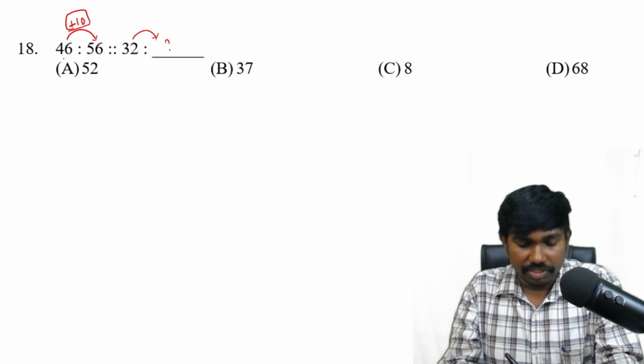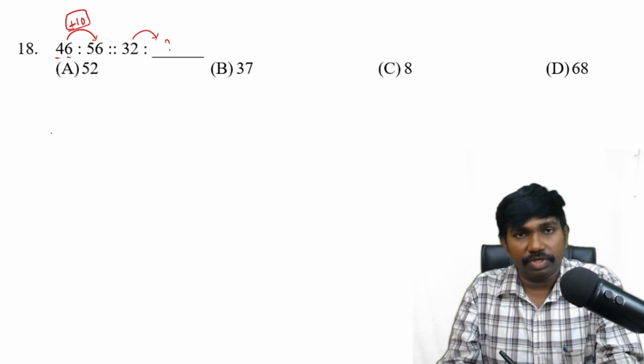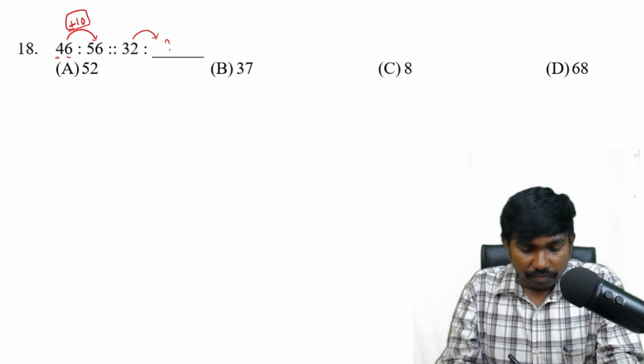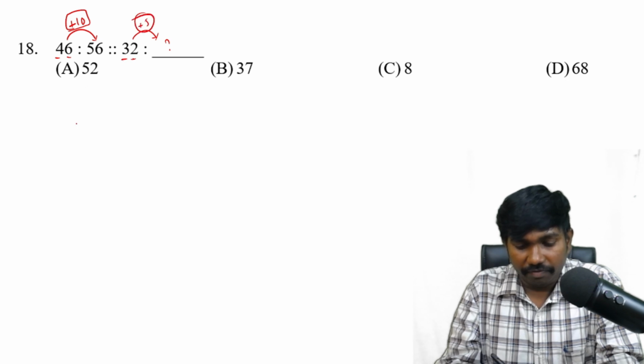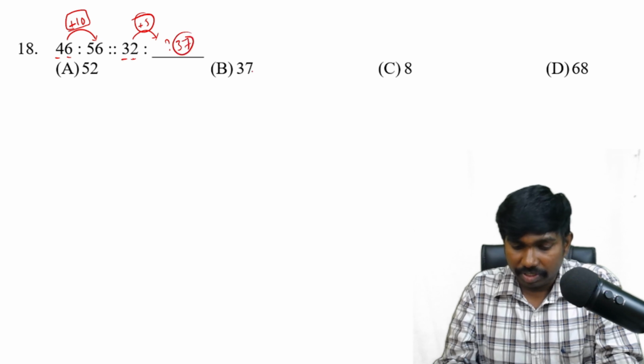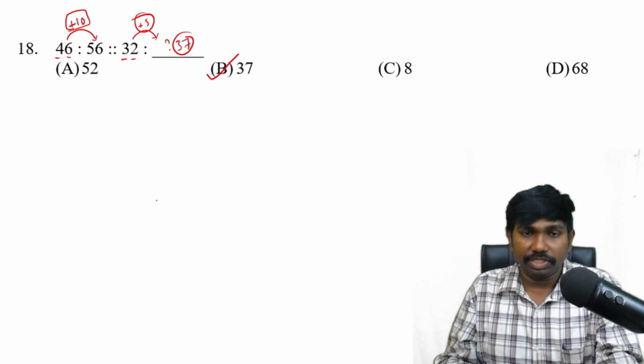Yes, it is related. It is nothing but the sum of the digits, right? 4 plus 6 is 10, added to 46. It's the sum of the digits. So similarly, 3 plus 2 is 5. If we add 5 to 32, we'll get 37 as the answer. Yes, it is available in the options, right?